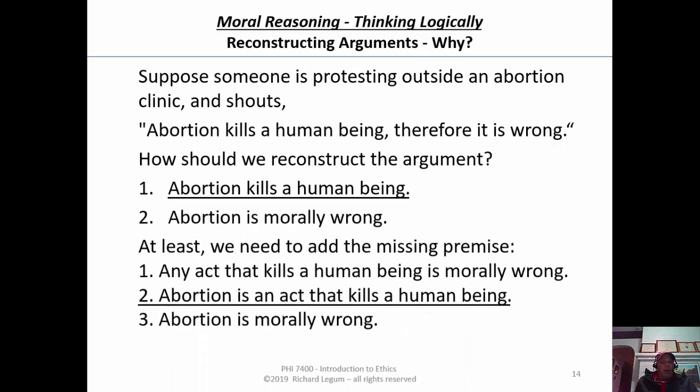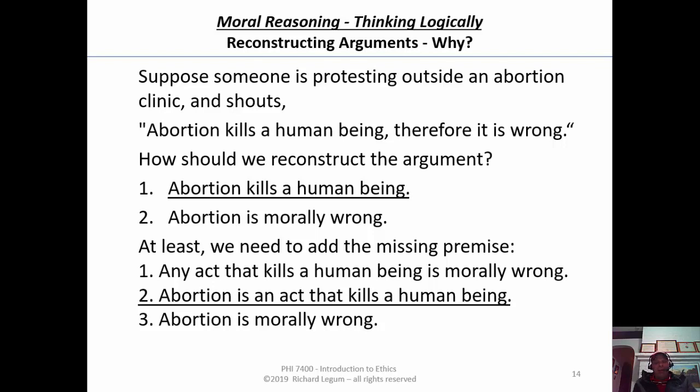And here, we've added as number 1: any act that kills a human being is morally wrong. Abortion is an act that kills a human being, therefore abortion is morally wrong. So notice, first, we reconstructed an argument that just had one premise and one conclusion, and we noticed that the logic was bad.